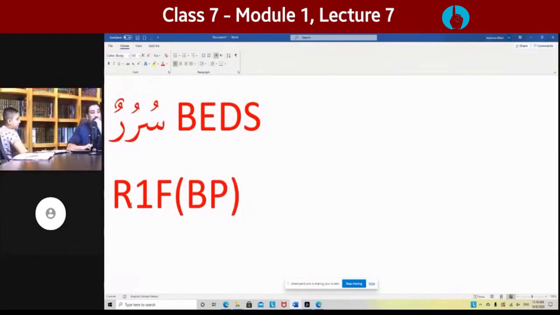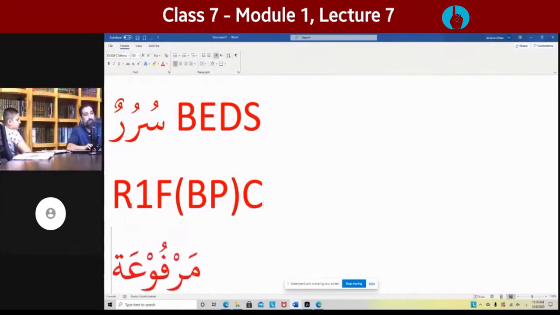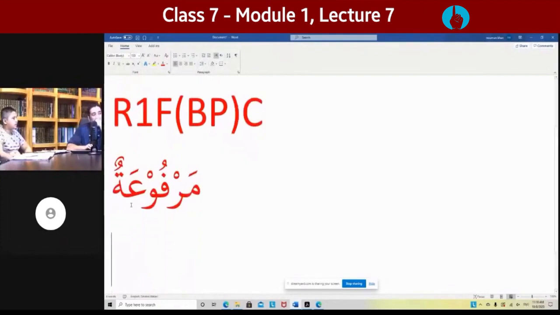Is it common or proper? It is common. Why? Because it has al? You say fiha sururun, marfu'atun. Give me 4 properties. Marfu'atun is rafa.